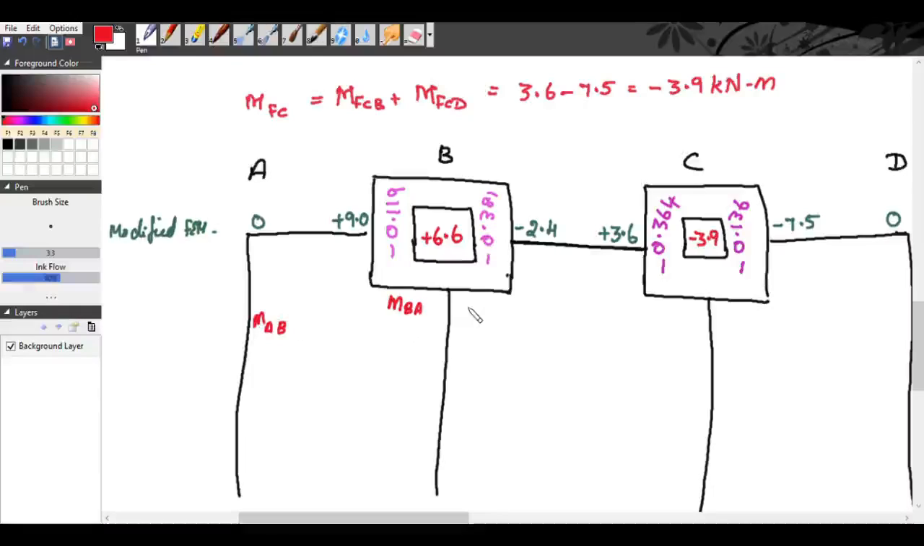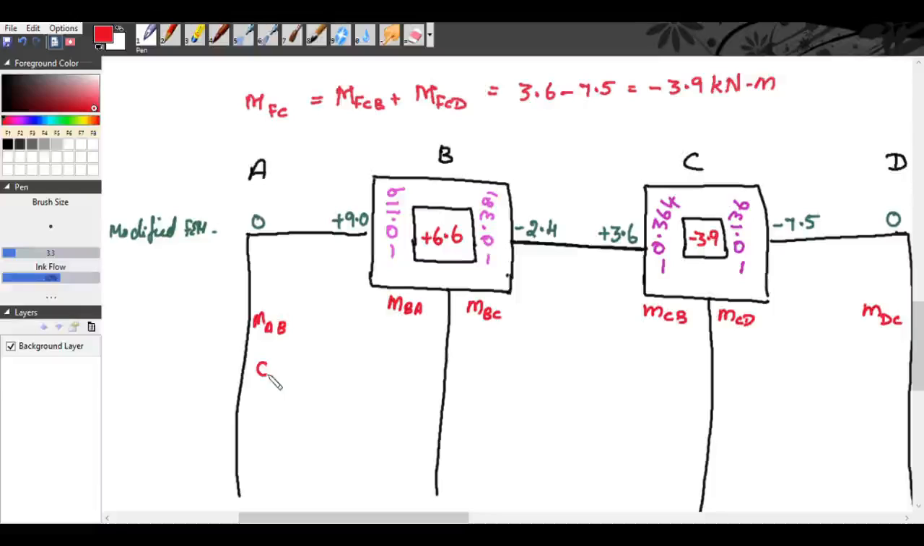Now we have to find the rotational contributions of joint B. So these rotational contributions are represented by small m BC, small m CB, small m CD and small m DC. A and D are extreme supports. We have already balanced and released these moments to B.